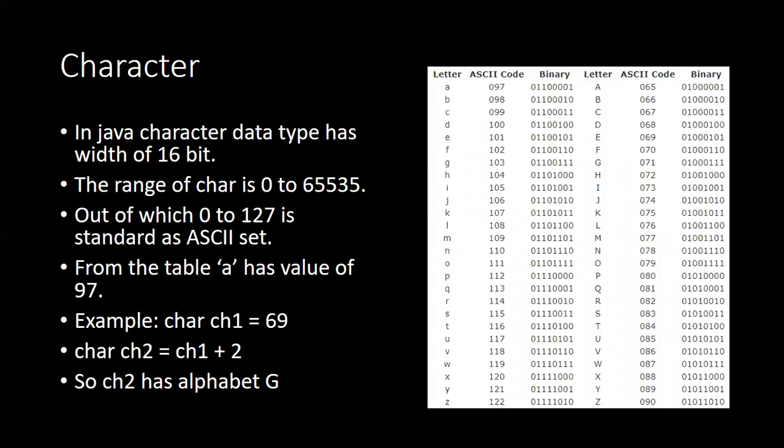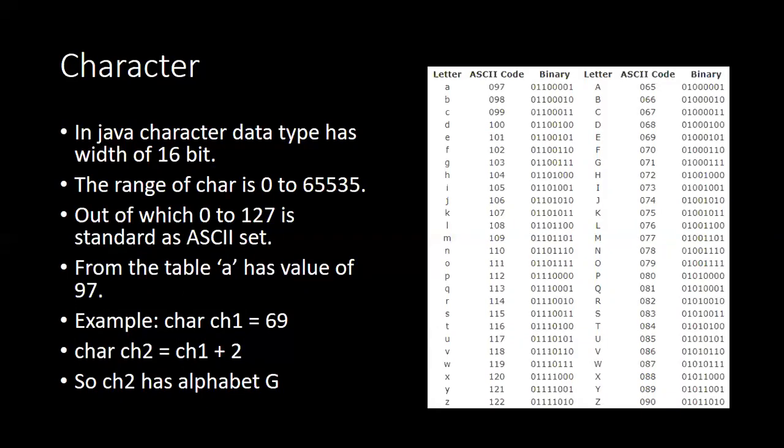Then character has 16 bit width. So if you do 2 to the power of 16, you will get 65,536. So the range of character is 0 to 65,535, including 0 it is 65,536. Out of which 0 to 127 is the ASCII character set. ASCII stands for American Standard Code for Information Interchange.